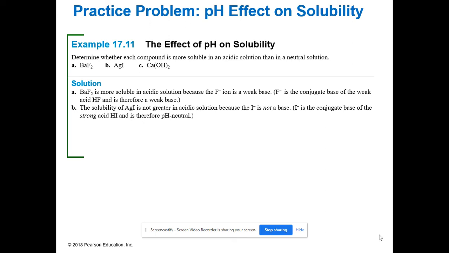Our iodine, though, would come from HI, hydroiodic acid, which is one of our strong acids. So if it's a strong acid, the iodide now is not basic in nature. It is pH neutral. And therefore, it would want to dissolve in a neutral solution, because now we have a neutral compound. Our third one, calcium hydroxide. Calcium hydroxide is more soluble in an acid because our hydroxide ions are basic, and so they're going to want to dissolve in an acid.